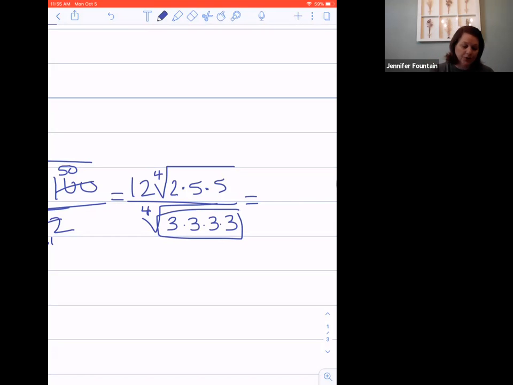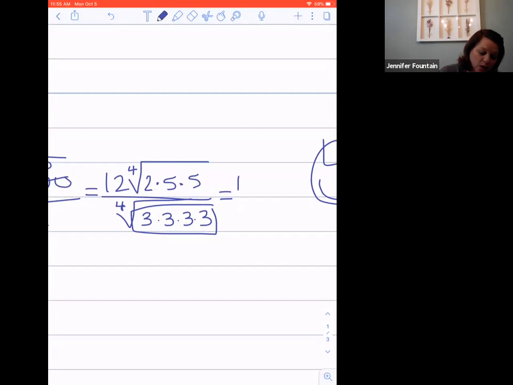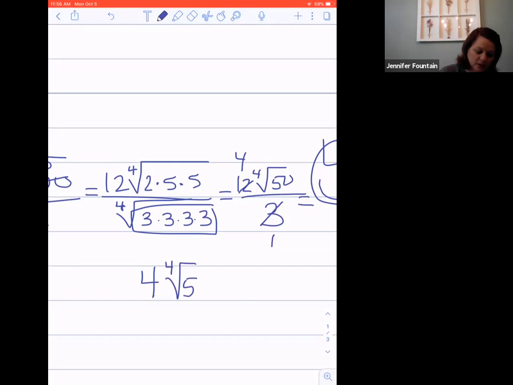So here, I saw that I've got 12 times the 4th root. We saw that we could not break down the 4th root. That's not 75, it's 50. Over 3. Then I'll look to say, hey, I've got a 12 in the numerator, a 3 in the denominator, both divisible by 3. So my answer will be 4 times the 4th root of 50. Okay?